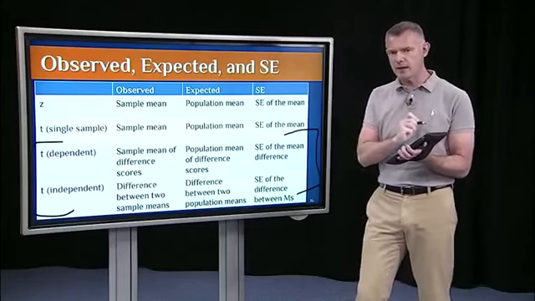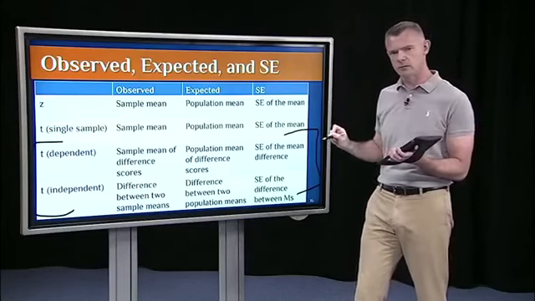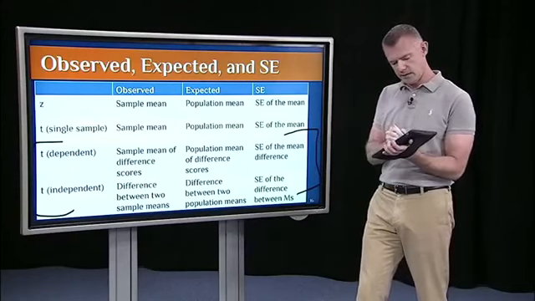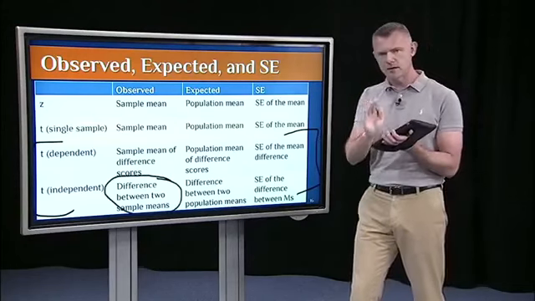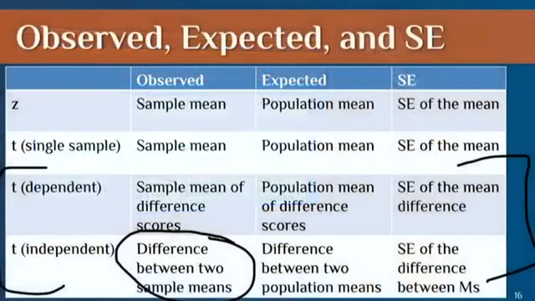That's not the case in the independent group's t-test here. This is a subtle difference that students sometimes get confused on. In the independent case, of course, what we're going to do is get the mean for group 1 and the mean for group 2, and then look at the difference between the means.